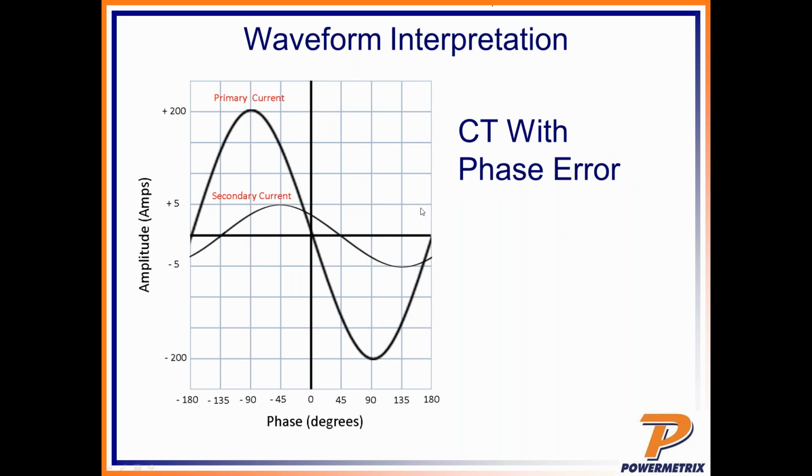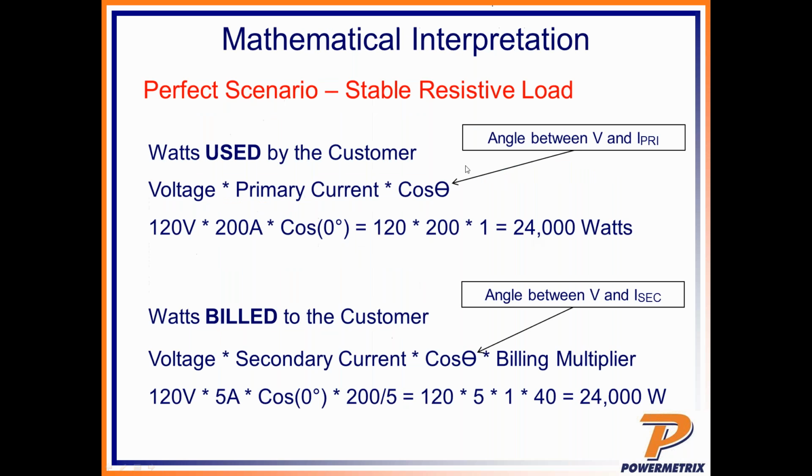But if we look at phase error, with this CT we've got perfectly 200 amps on primary current. We do have 5 amps on our secondary current, but you see we've got a phase shift here. And this causes billing inaccuracies as well. There are different ways to look at this; I'm just showing you what the waveforms look like. So when we do a pass/fail with the PowerMaster, we're looking at both amplitude error and phase error.